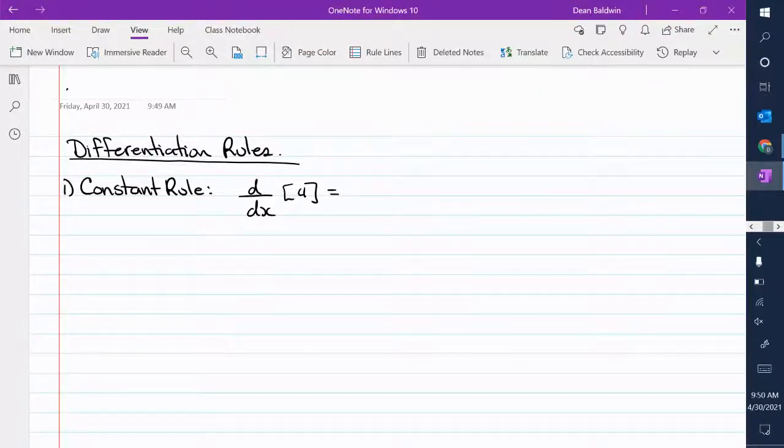So let's think about it as a graph. If I said y is equal to 4, what does that graph look like? Horizontal line. What's the slope of a horizontal line? 0. What does the derivative represent? The slope of the tangent line. In this case, the tangent line is the same line. So what's the derivative of 4? 0.